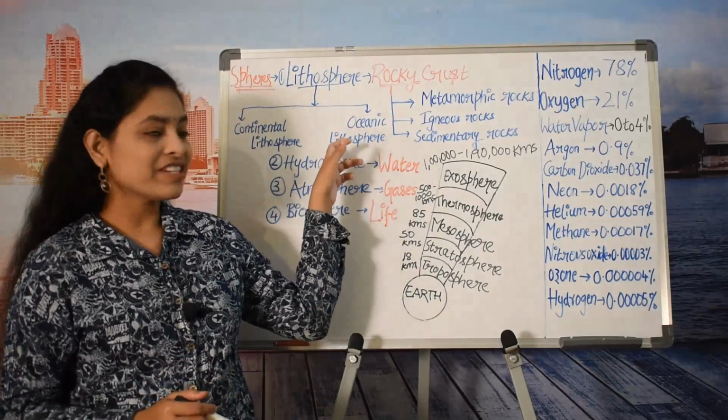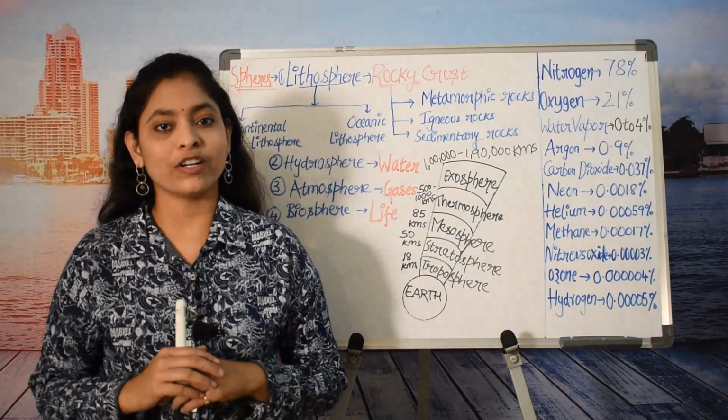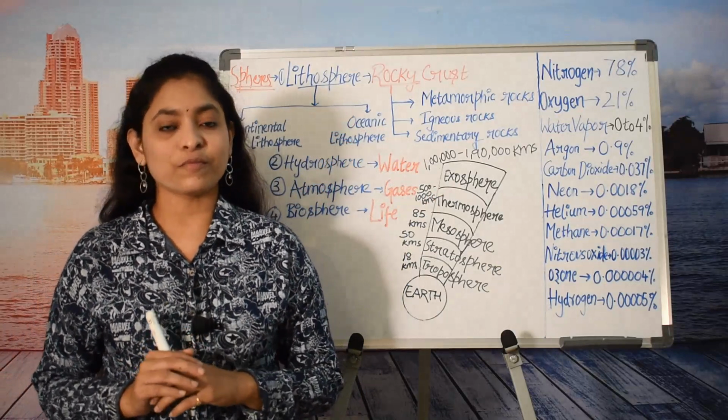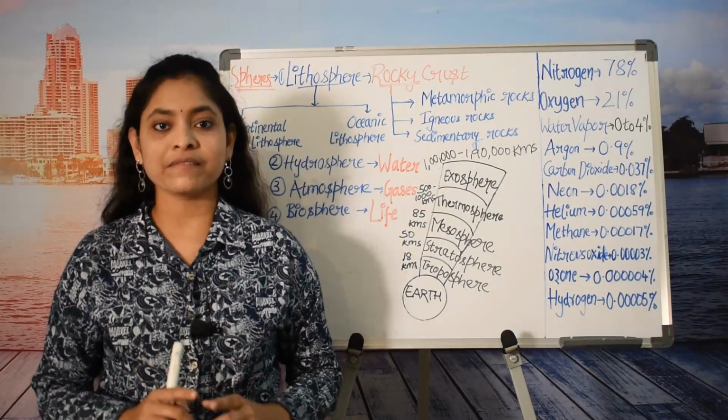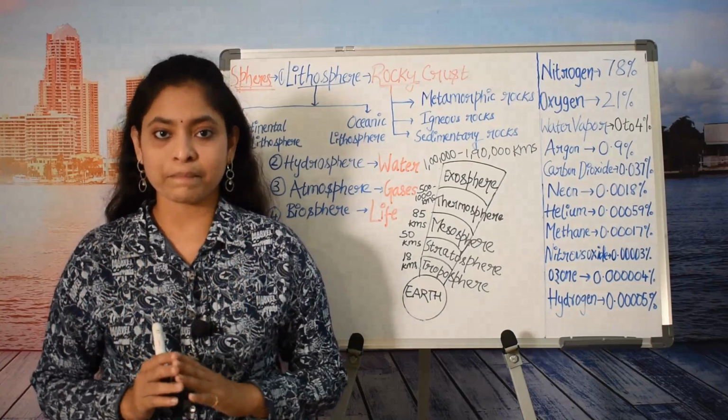Next, oceanic lithosphere. Oceanic lithosphere has huge water bodies called oceans. The 3 chief movements of ocean waters are waves, tides and ocean currents. 5 major oceans are Pacific Ocean.